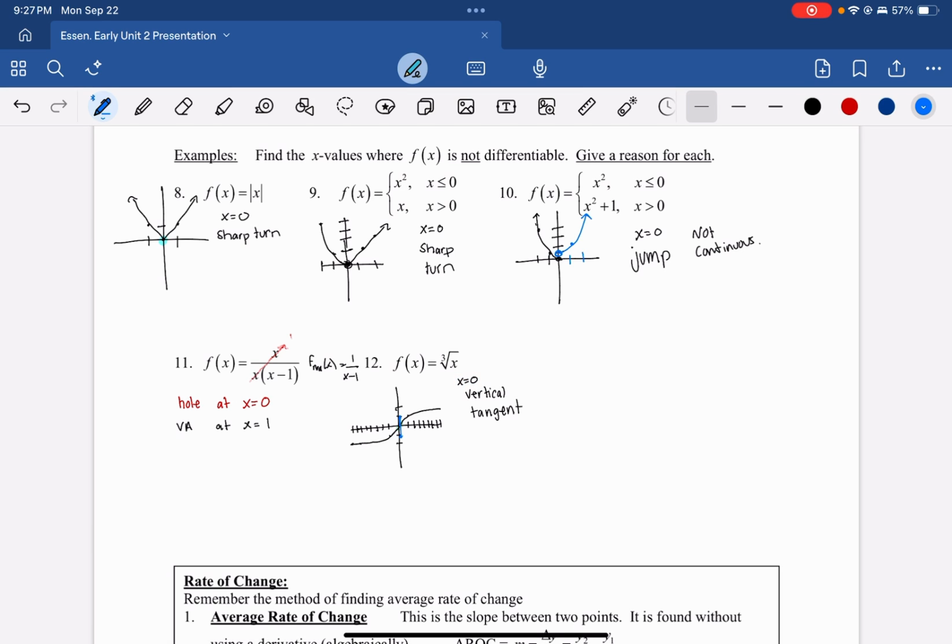Okay, so those are kind of our different things that can happen, right? Holes, jumps, vertical asymptotes, sharp turns, and vertical tangents are when our function is not differentiable. I can't take a derivative there.